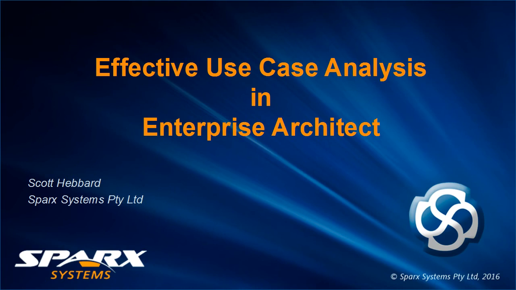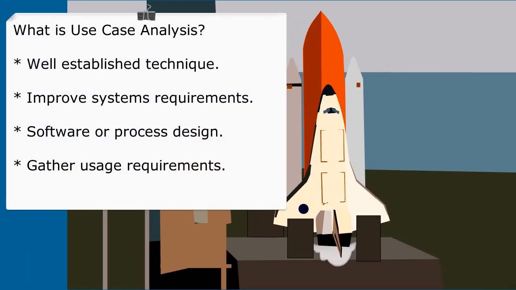Architect. There are many effective ways of writing use cases. However, in this webinar we'll focus on the tools within Enterprise Architect that assist with building use cases, structured scenarios, and generating downstream artifacts. Undertaking use case analysis is a well-established technique to identify and improve system requirements, typically associated with software or process design. Use case analysis is an iterative design process that examines how users can achieve system goals.